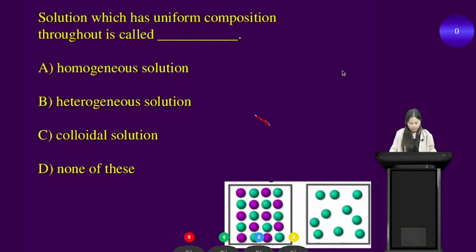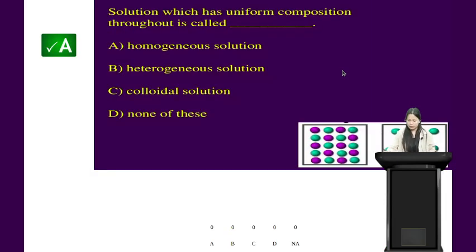So this is a quick recall question. Very good, students. The correct answer is option A, that is homogeneous solution. A solution which has uniform composition throughout is called a homogeneous solution. Very good, students.